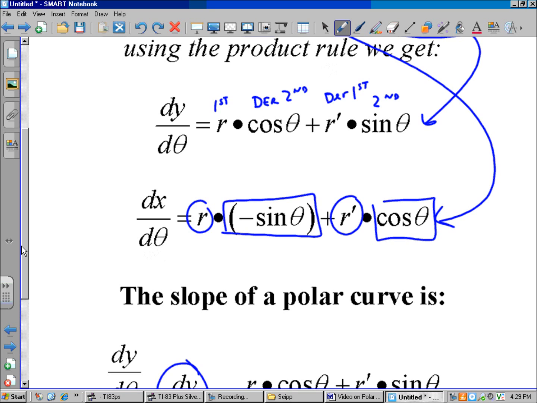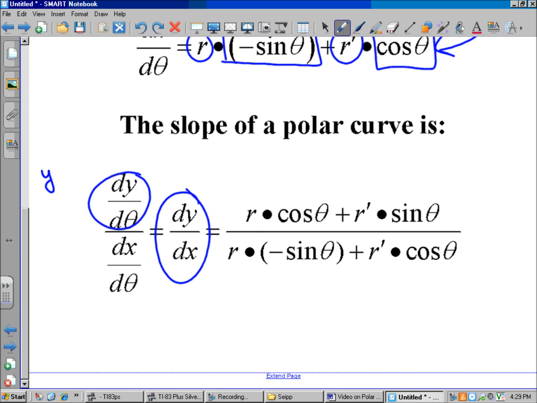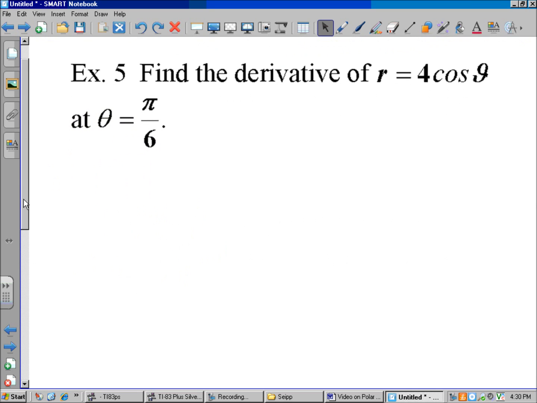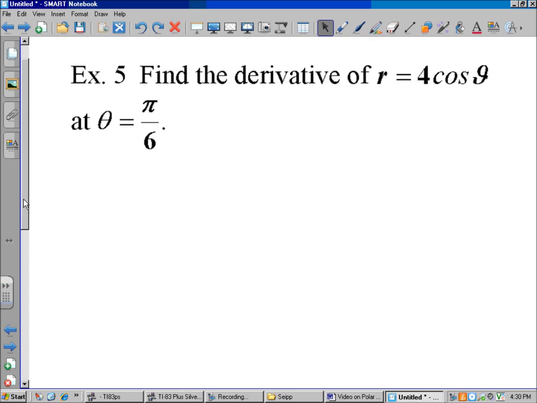All right, so that's how you're going to come up with dy over dx. It's the derivative of the y conversion formula, y equals r times sine theta, over the derivative of the x conversion formula, x equals r cosine theta. All right, so that's how you're going to come up with the derivative formula for a polar curve. That's how you're going to find the slope of a polar curve. All right, so let's do an example. Find the derivative of r equals 4 cosine theta at theta equals pi over 6.